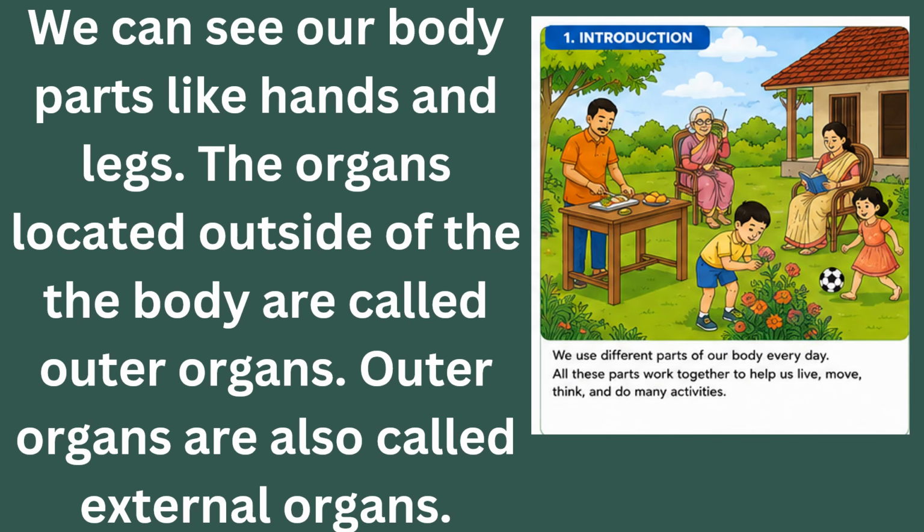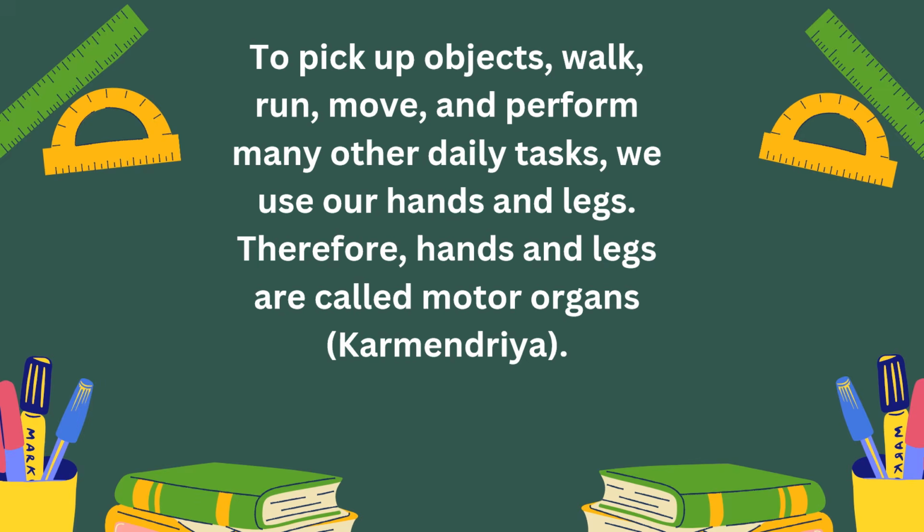But the body parts which we can see through our body, like we can see our hands, right? And the organs which are located outside the body are called outer organs and also external organs. Can you see your heart? No, you can't. So any body part which you can see through your eyes is called an external organ.